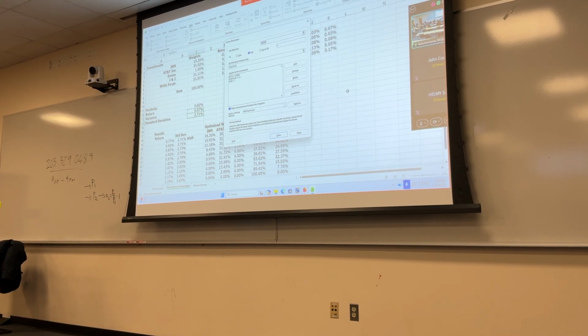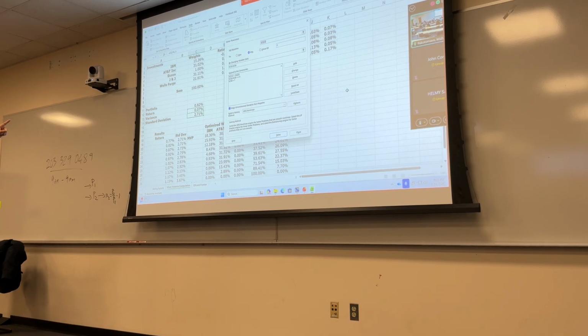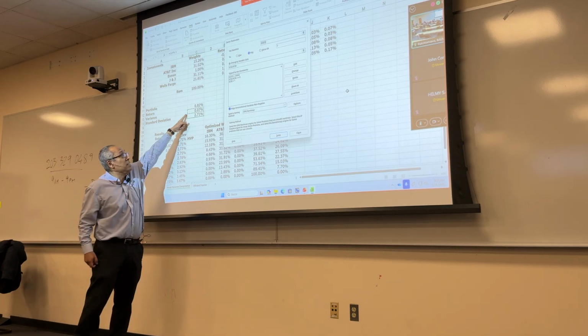Yeah? On the solver. Can you please repeat on the solver? So in Solver, you have to start with the objective, right? The objective is to minimize variance, to minimize risk. So literally the objective cell is C13, which is the variance cell.